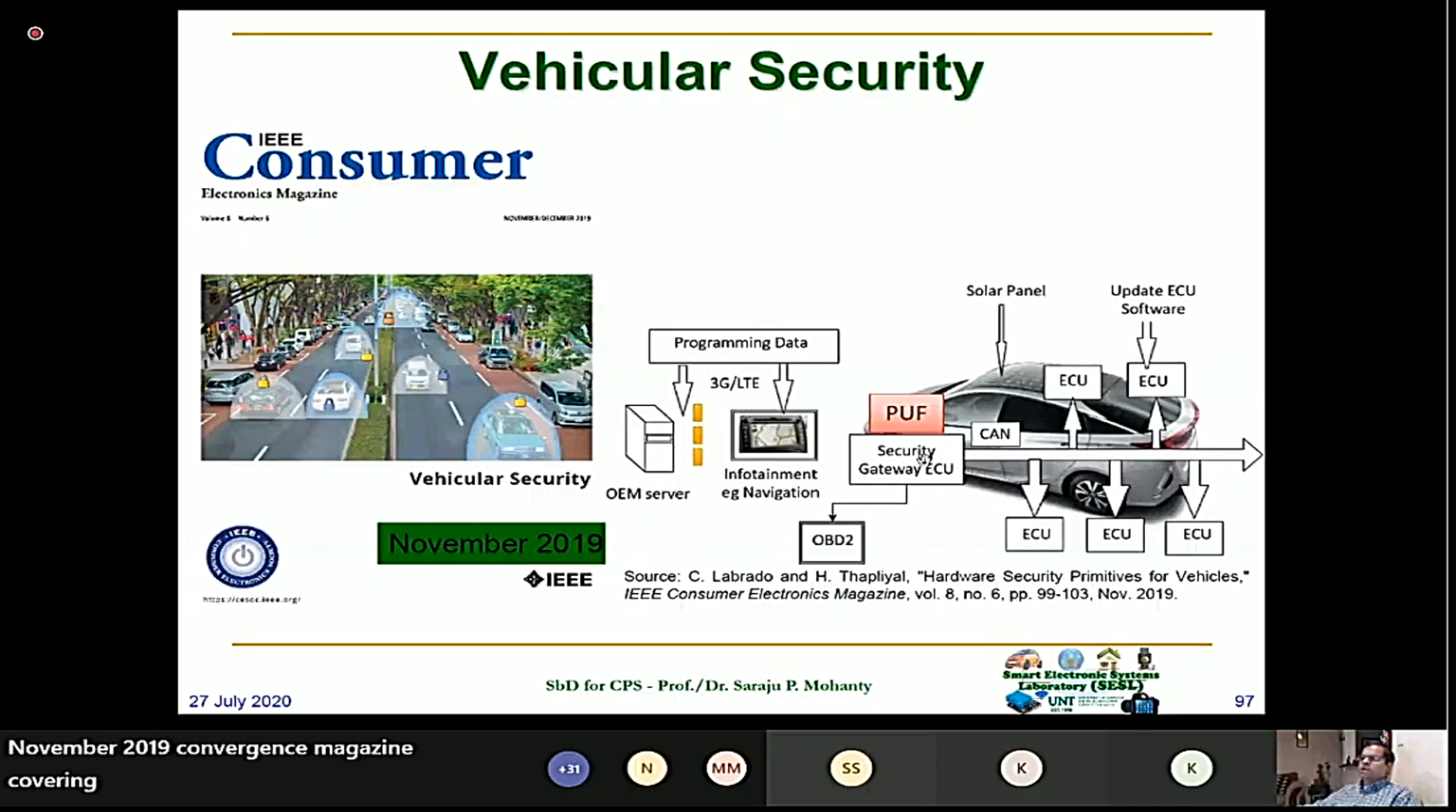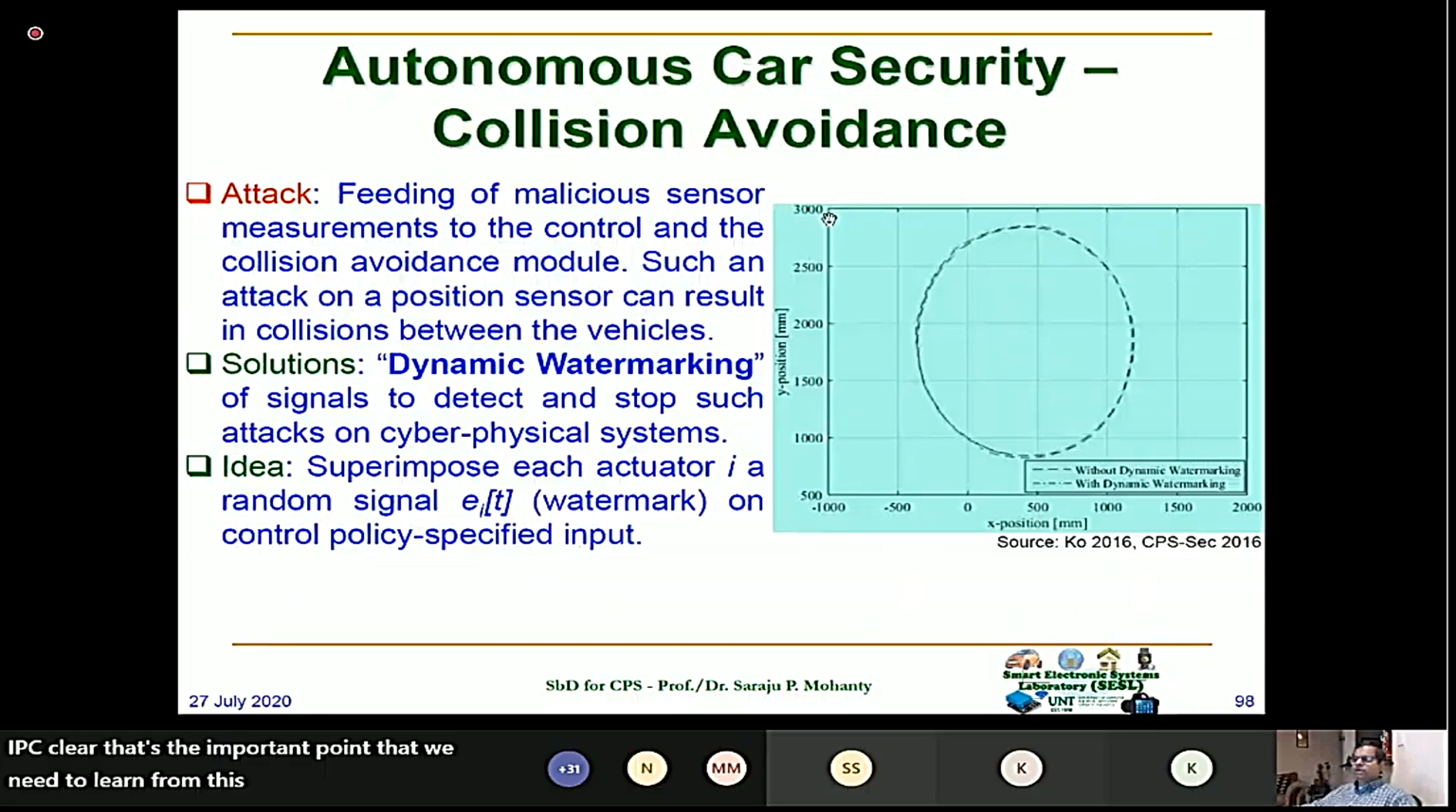This is a very important problem, and this work on how PUF can come into the picture to secure the electronic control unit is a very interesting idea. Okay, it has a long way to go, but at least there are good attempts. And the important point is we are handling IoT security or CPS security as IoT or CPS security, not as IT security. That's the important point that we need to learn from this. So anyway, vehicular security is important, and I like this work here.